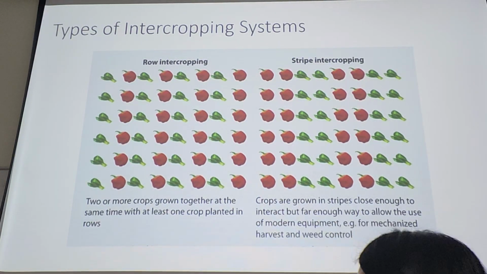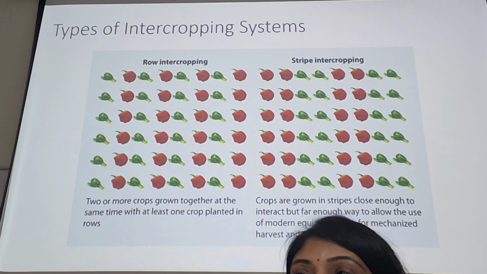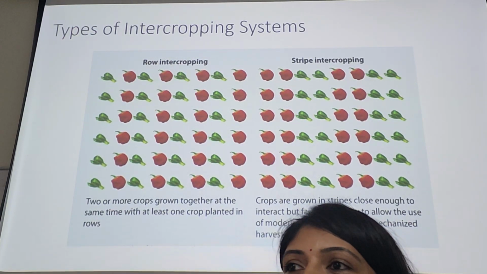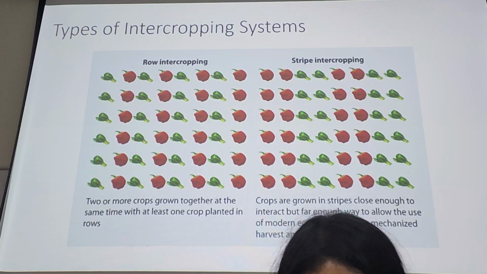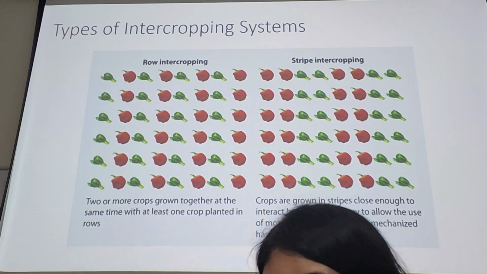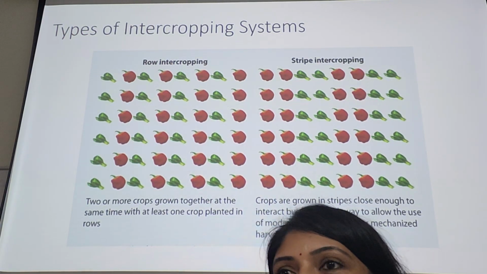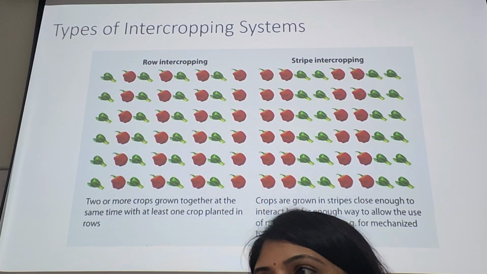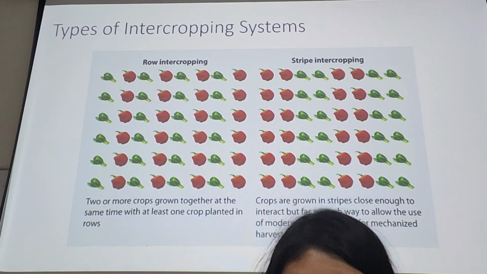Okay, so there are four types of intercropping system. The first one is row intercropping, where each of the crops are planted in rows. So one row for each of the crop, and there is no difference in time of planting. So both of the crops are planted at the same time.